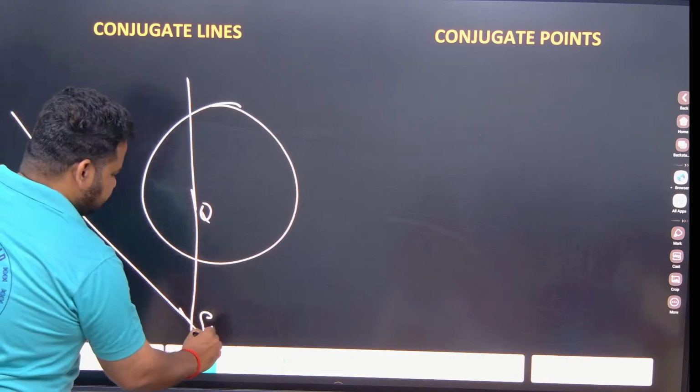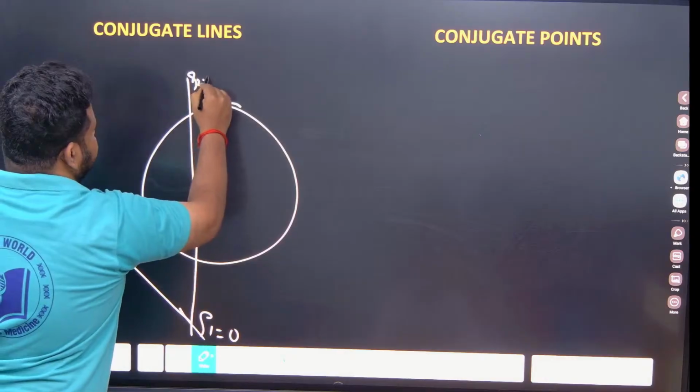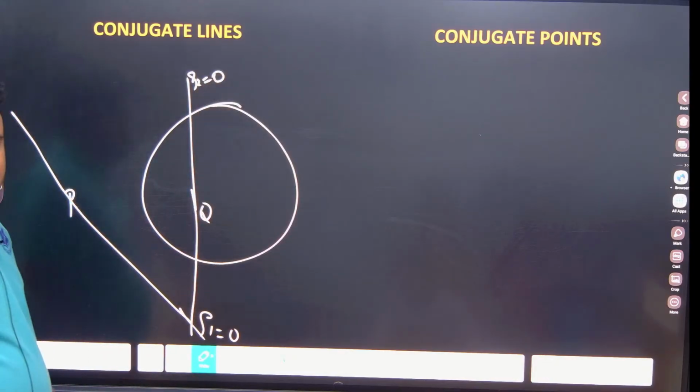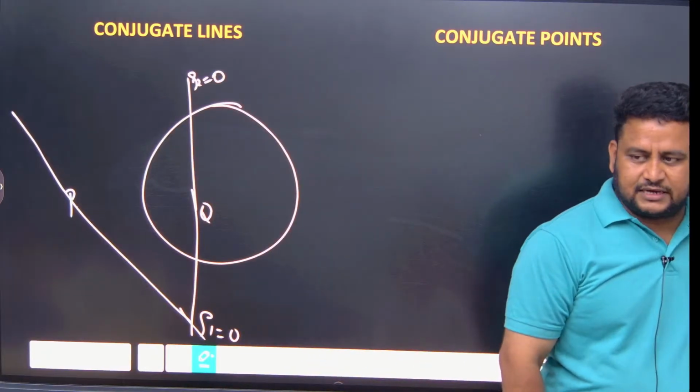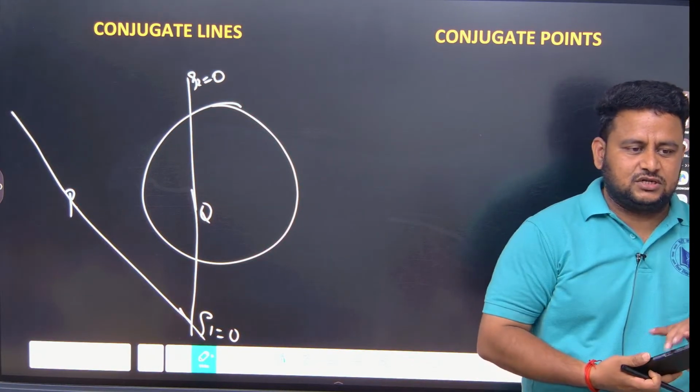S1 is equal to 0 is the equation of this. This is S2 is equal to 0. Okay, got it? Understood everyone? So this is the meaning of conjugate points and conjugate lines. Based on this also you have already done questions in your board exams, correct?